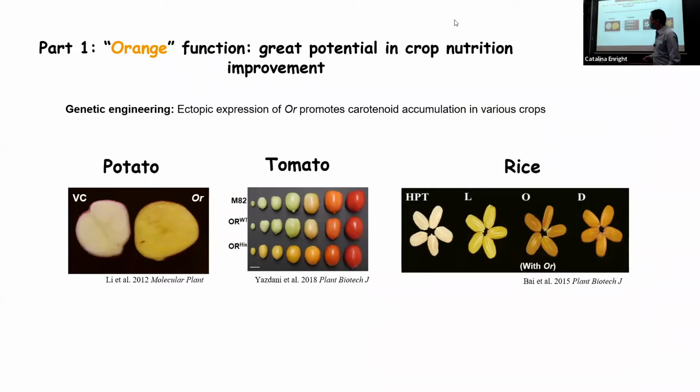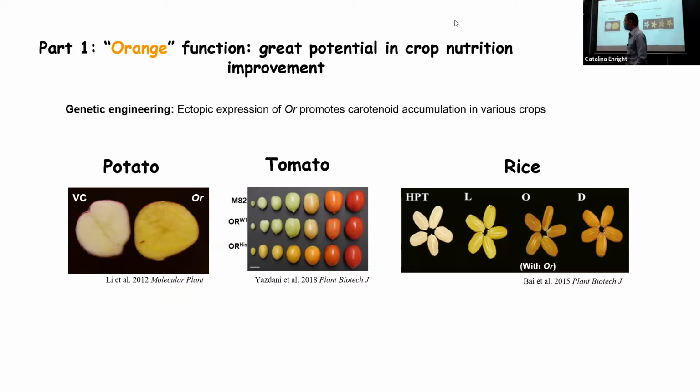Our lab and other labs also use the OR gene as a tool to manipulate carotenoid accumulation. Overexpression of OR in potato tubers can increase carotenoid accumulation. We also introduced the OR gene in tomato. Normally, at the early stage, the tomato fruit is totally green. But when we introduce the OR gene, it can induce chromoplast formation and carotenoid accumulation at a very early stage. Also, by introducing OR in combination with carotenoid biosynthesis enzymes, we can get a high level of carotenoid accumulation in rice.